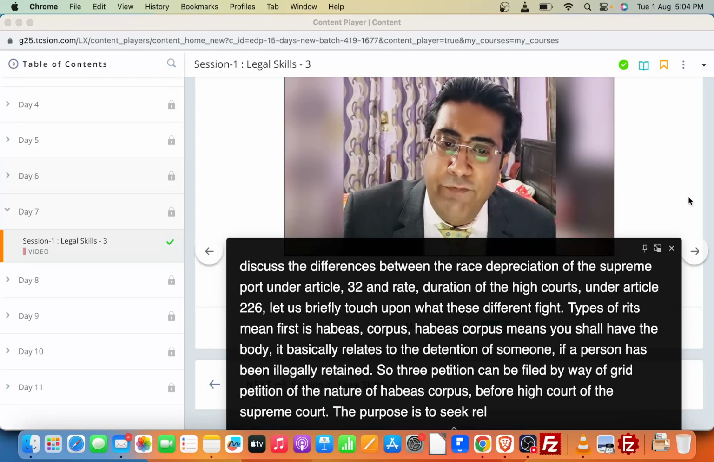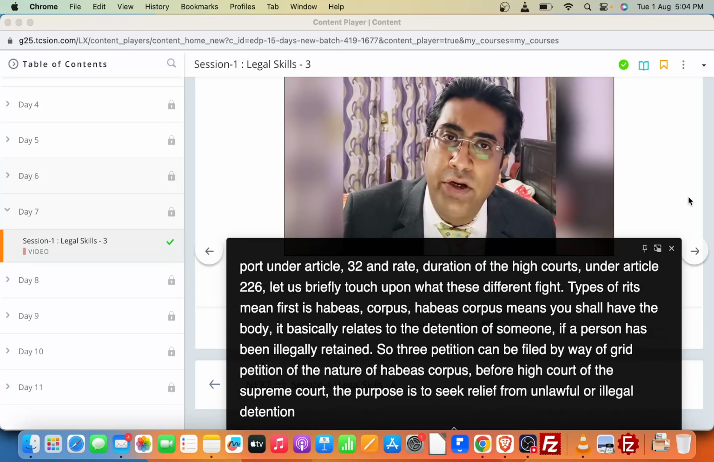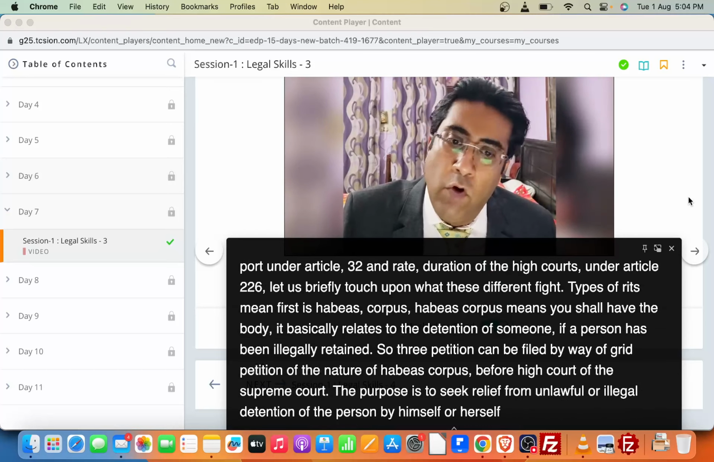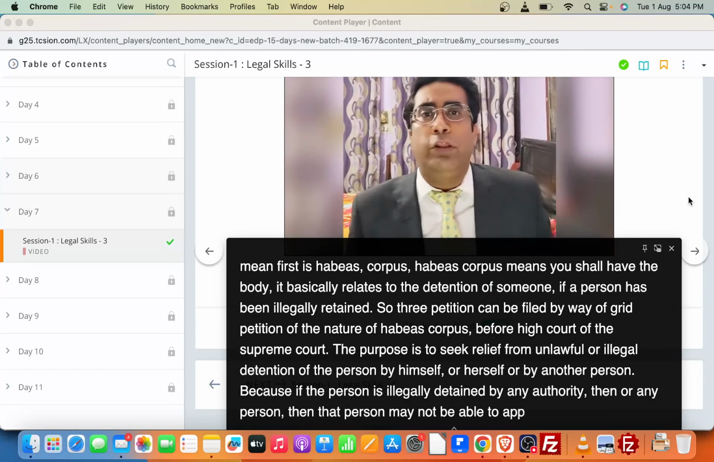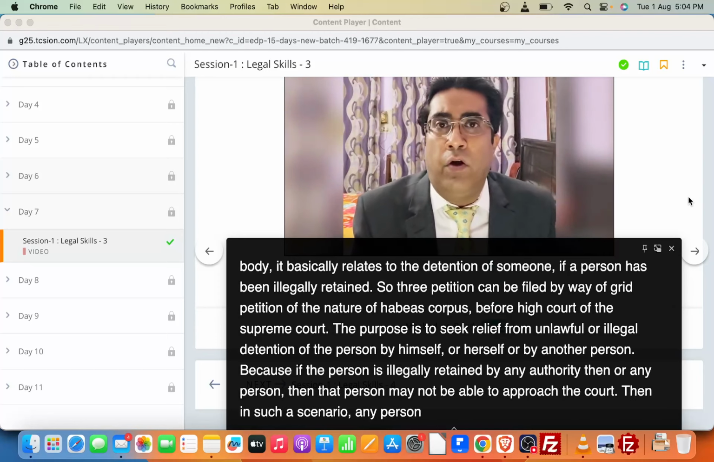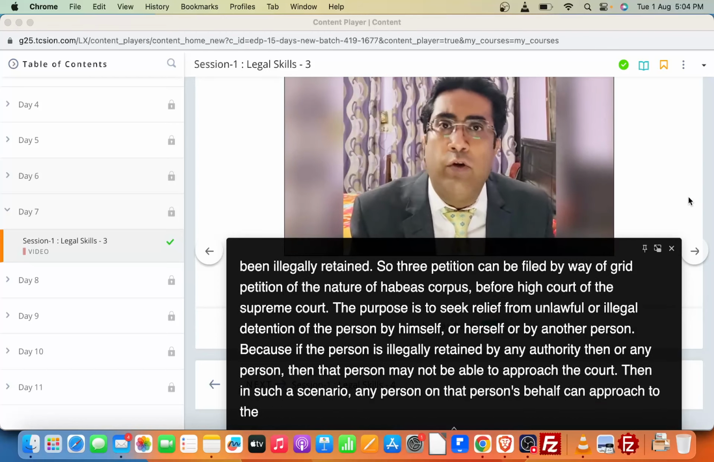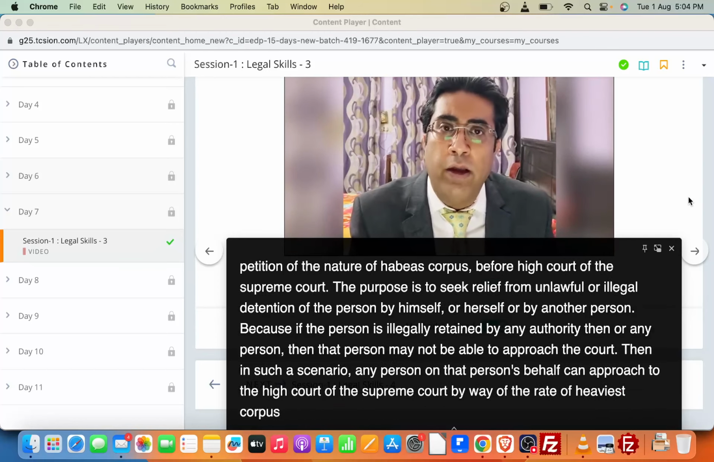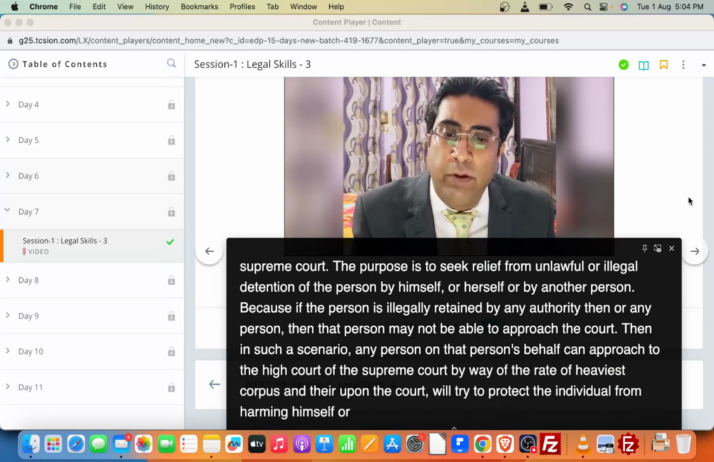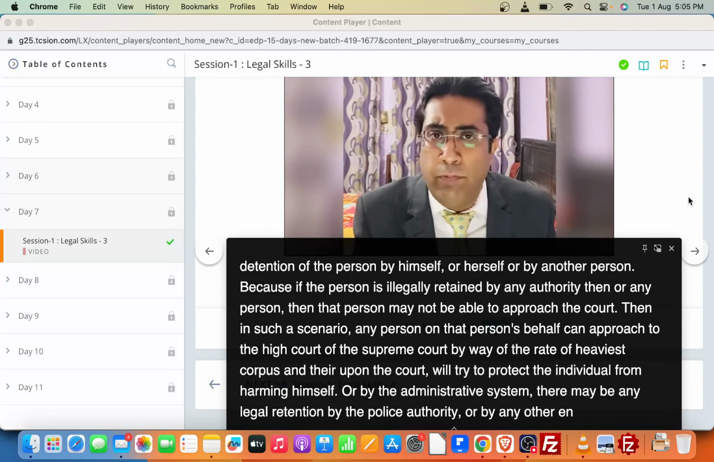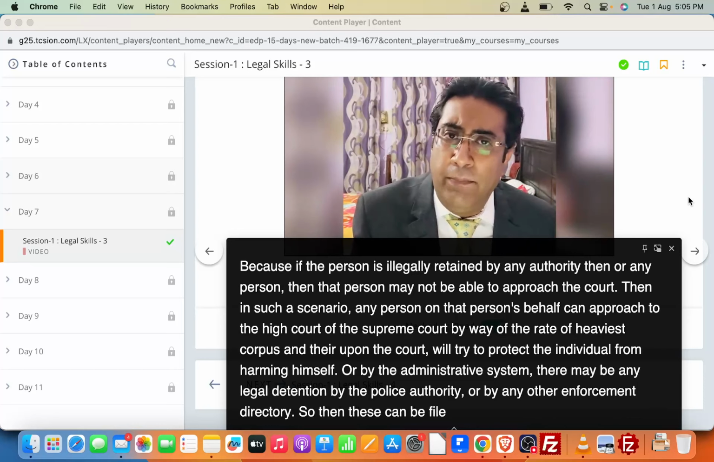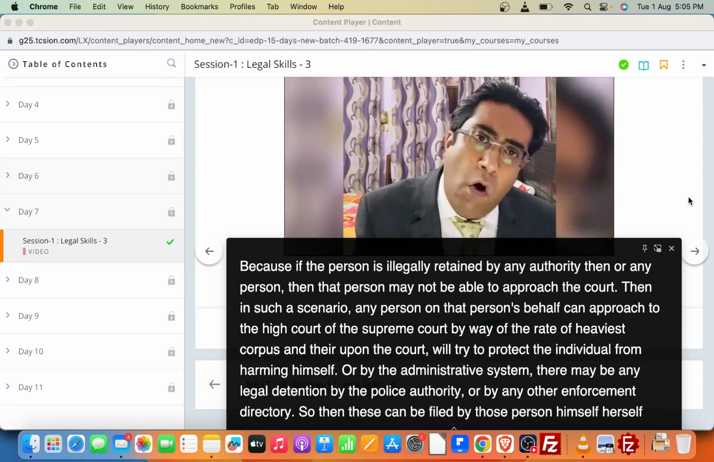The purpose is to seek relief from unlawful or illegal detention of the person by himself or herself or by another person. Because if the person is illegally detained by any authority or any person, then that person may not be able to approach the court. Then in such a scenario, any person on that person's behalf can approach the High Court or the Supreme Court by way of the writ of habeas corpus, and thereupon the court will try to protect the individual from harming himself or herself, or by the administrative system. There may be any illegal detention by the police authority or by any other enforcement directorate. So then these can be filed by those persons themselves, or by any other person.